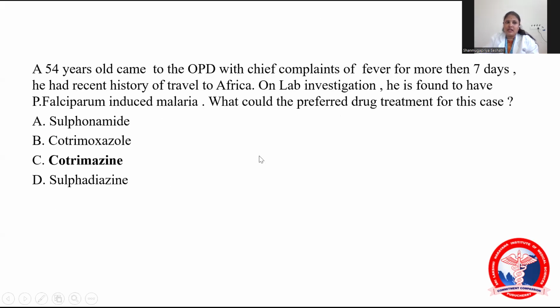So this is one case scenario which I wanted you all to know. A 54-year-old male patient came to the OPD with complaints of fever for more than 1 week and he has a recent history of travel to Africa. On lab investigation, he is found to have falciparum malaria. What could be the preferred drug? Falciparum malaria is chloroquine resistant. So in that case, you have to prefer the other drug therapy. So here we'll be preferring sulfadoxine-pyrimethamine. We already saw TB and PM. So your sulfonamide with pyrimethamine combination is used for treating falciparum malaria.